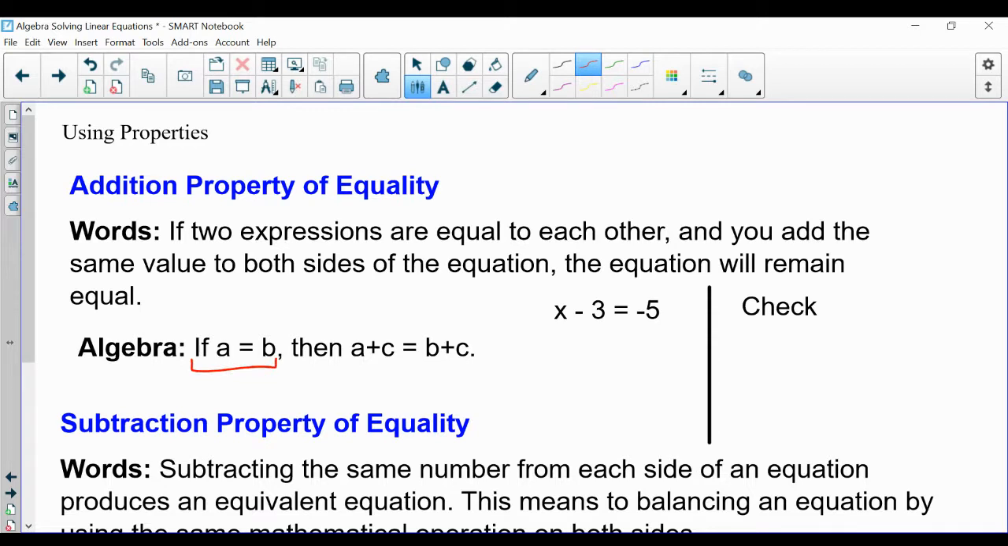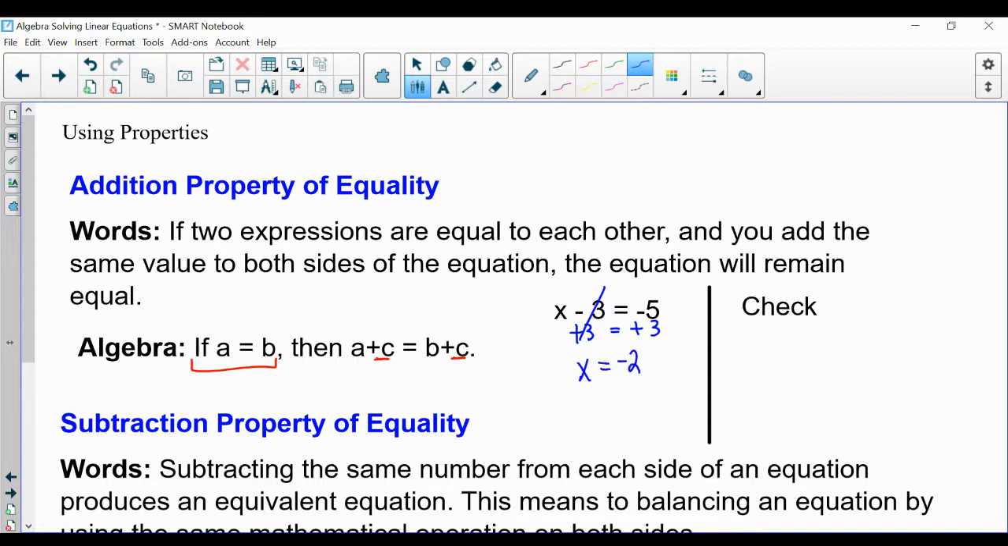So here it is in algebra. I know that A and B are equal. I add C to both sides, therefore they're still equal. Let's do a little check over here. I need to solve for x here, so I'm going to add 3 to both sides. A positive 3 is equal to a positive 3. Now this simplifies down to 0, so all I have left is x is equal to a negative 2.